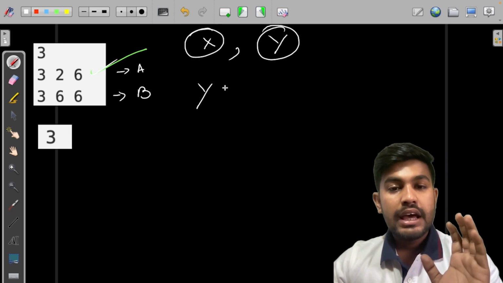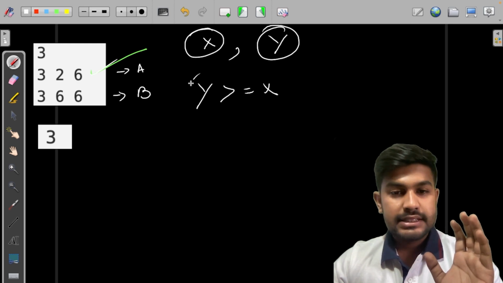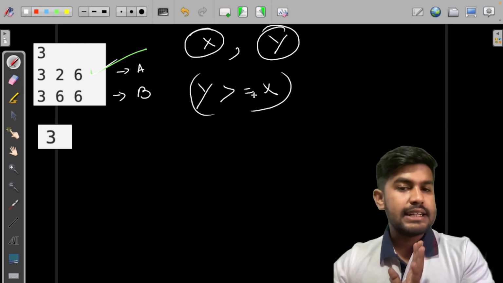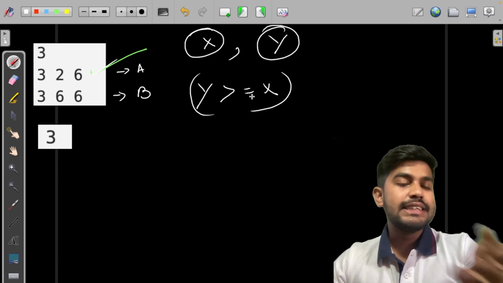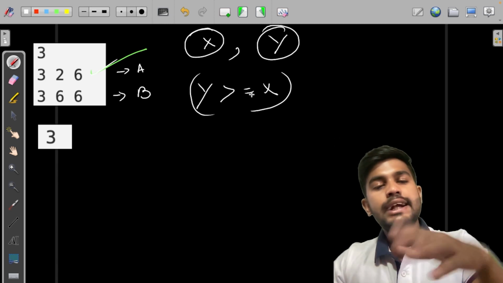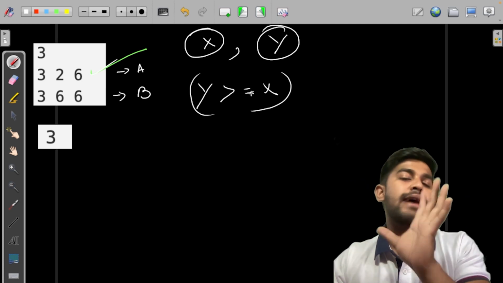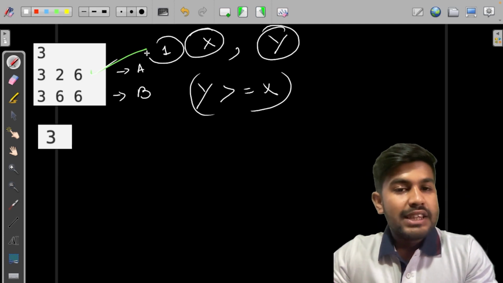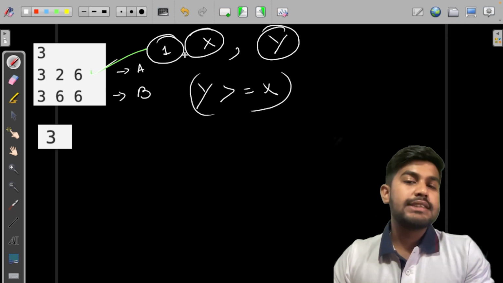If Y is greater than or equal to X, then we can directly give B as the answer, and we can say that if we assign C equal to B, then the duality would be greater and it would have the maximum beauty. Fair enough? I hope this case is clear. If this case is clear, then it is quite simple.